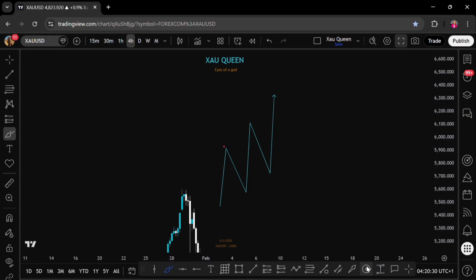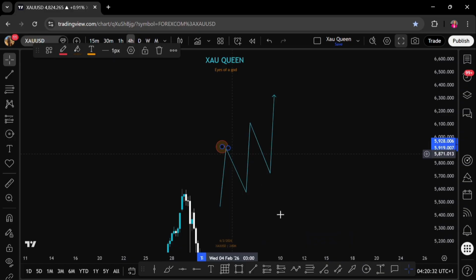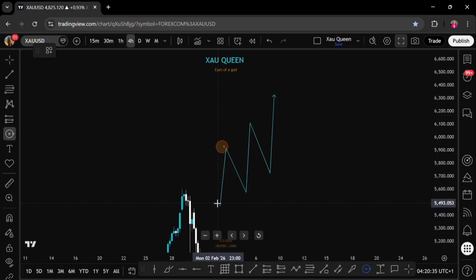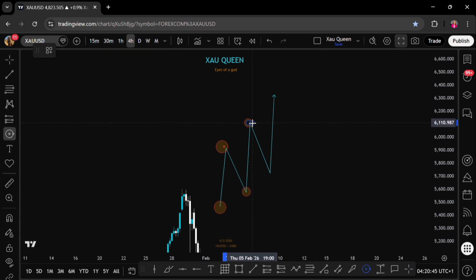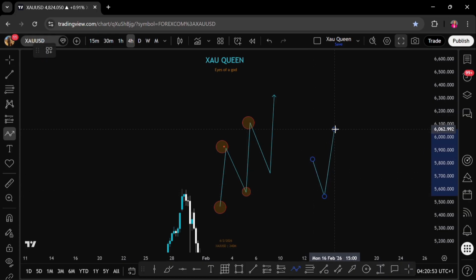This right here, from this guy to this guy, is our swing structure. And also from this guy to this guy is another swing leg. Let me draw it out separately. So from this low right here to this high is our swing leg. I told you we have impulsive and corrective moves. This impulse move is our swing leg.